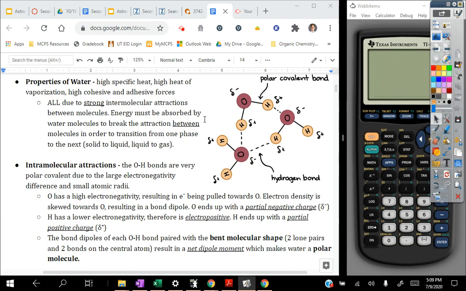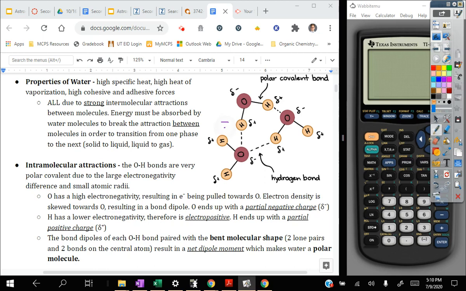Since electrons are being pulled towards oxygen, since it's electronegative, the electron density is skewed. This results in a bond dipole. So dipole, if we break apart that word, literally means two ends, so positive end and negative end. And when you are looking at a polar covalent bond, there's a permanent dipole that occurs within the molecule. So I'm going to use an arrow here to represent that.